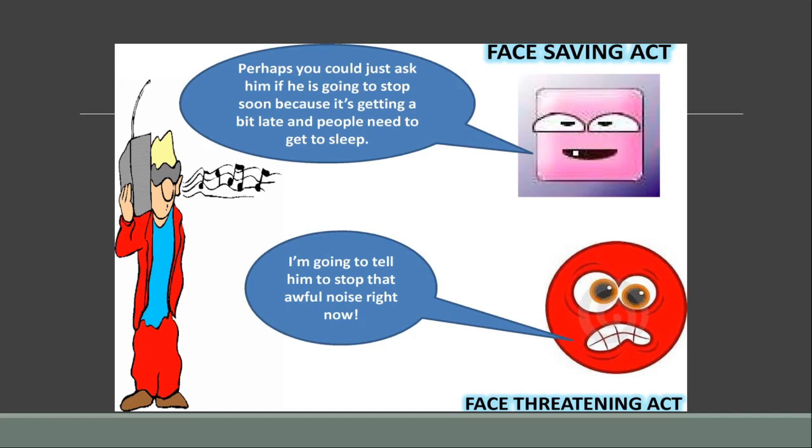Look at these two examples. "Perhaps you could just ask him if he is going to stop soon because it's getting a bit late and people need to get to sleep." This is indirect language use, and this is a face-saving act. On the other hand, direct language, the direct use of vocabulary or direct commanding expressions, are face-threatening acts. For example: "I'm going to tell him to stop that awful noise right now." It is face threatening. The same meaning has been expressed here indirectly. It is a face-saving act.